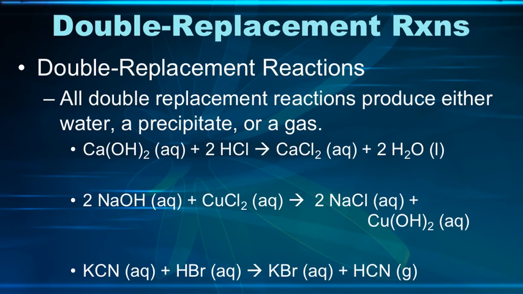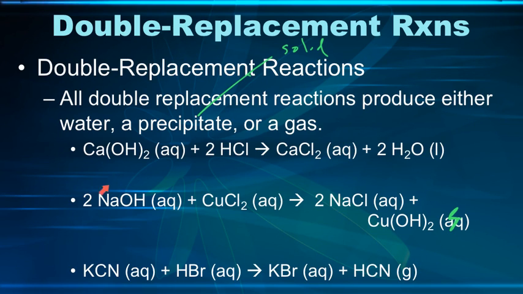Here, this is just letting you know that any double replacement reaction will make one of three things: either water, a precipitate, or a gas. And here are three examples of that. The first one is going to make water. The second one is going to form a precipitate, which is a solid. And I need to mark that on here. That's actually this one. It's the same one as the previous slide. It just didn't get marked. That one's a solid. Should be an S. Or a gas. In this last example here, it's making hydrogen cyanide gas. So those are the three possible things you can make with a double replacement reaction.